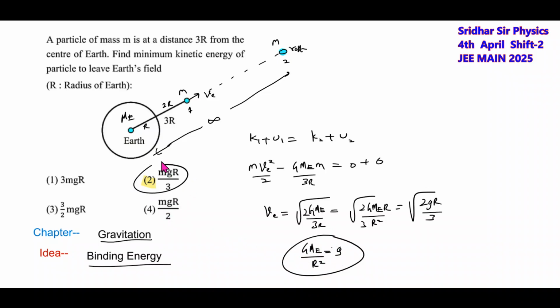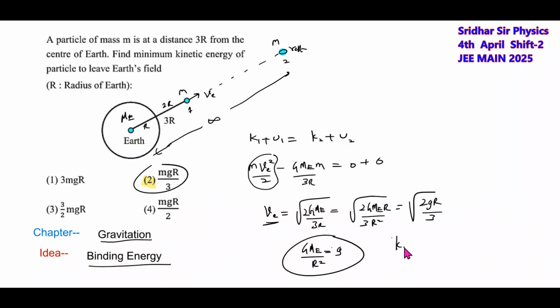So this is the interaction potential energy. If you project the particle with this much speed from point 1, it will escape to infinity. Find the minimum kinetic energy of the particle to leave. So kinetic energy will be mg by r. So this is speed, no? I think it is the kinetic energy that is being asked. Mg by 3r. Escape speed will be this much.